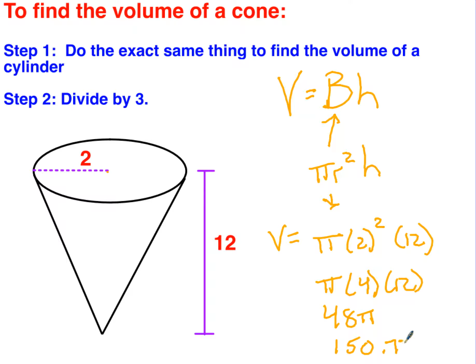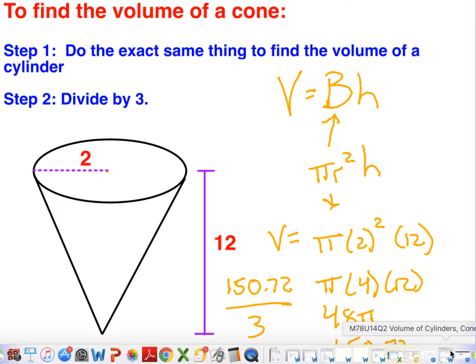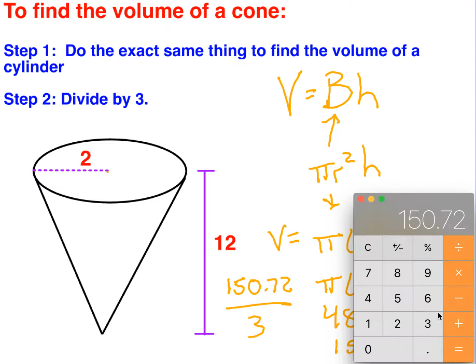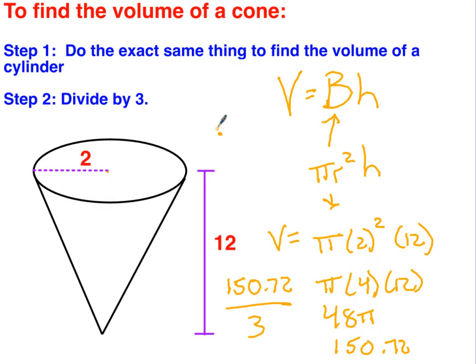So I just figured out the volume if this was a cylinder. Now I do step 2. Everything we did was what we've learned in the past so far. I just found the volume of this cone by finding the volume of the cylinder first. And now I'm going to divide this by 3. So I divide 150.72 by 3, and that's going to give me the volume of this cone. I'll use my calculator for this, and I get 50.24. So the volume of this particular cone is 50.24.